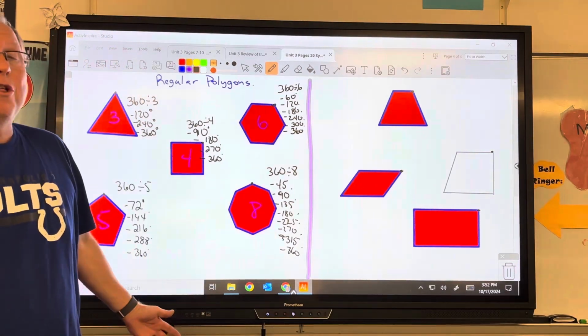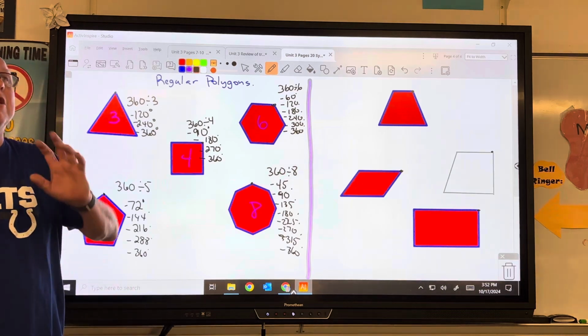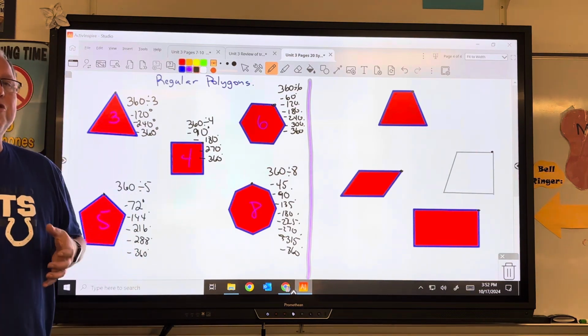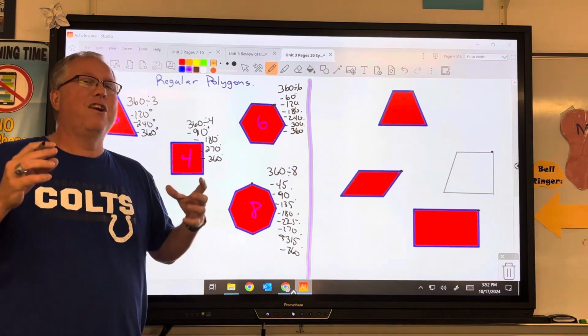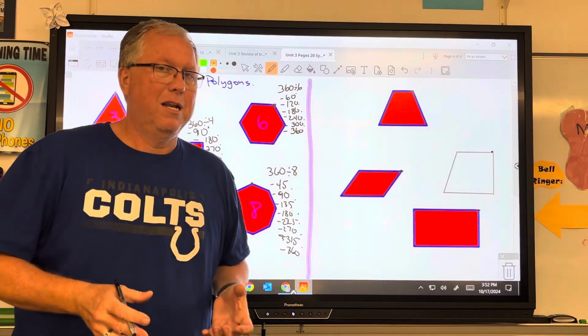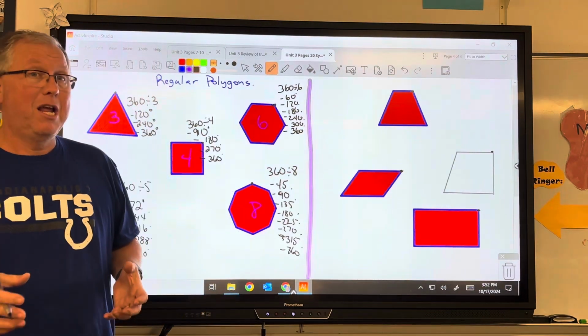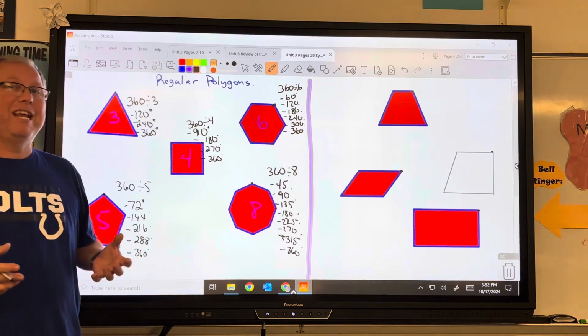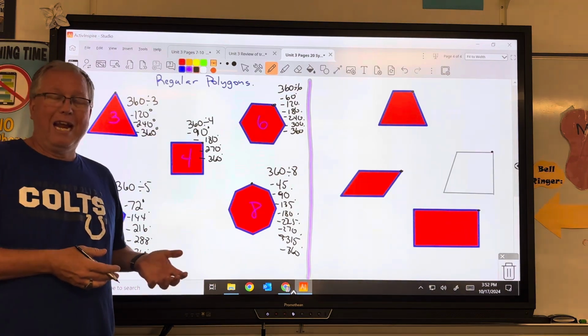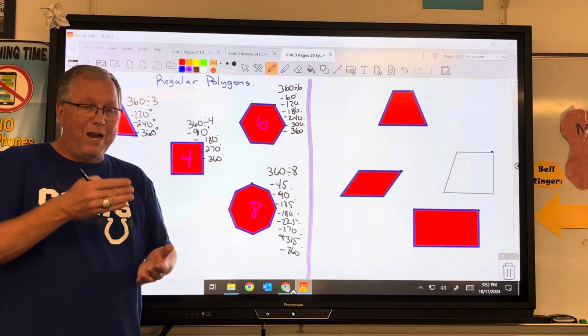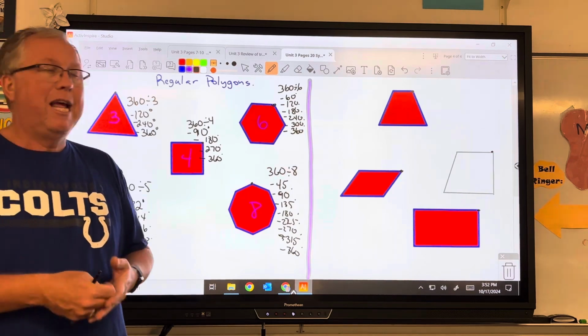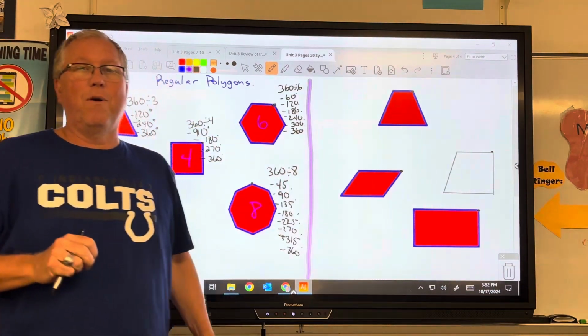By the way, if you wanted to know the rotational symmetry, ready? What if I asked you what's the rotational symmetry of a 30-sided regular polygon? Then you would take 360 divided by 30, and that would be 12. And so every 12 degrees, it's going to look exactly the way it did before, okay?